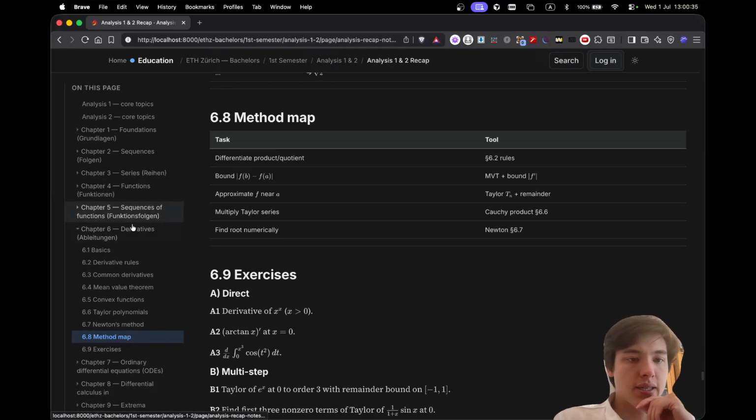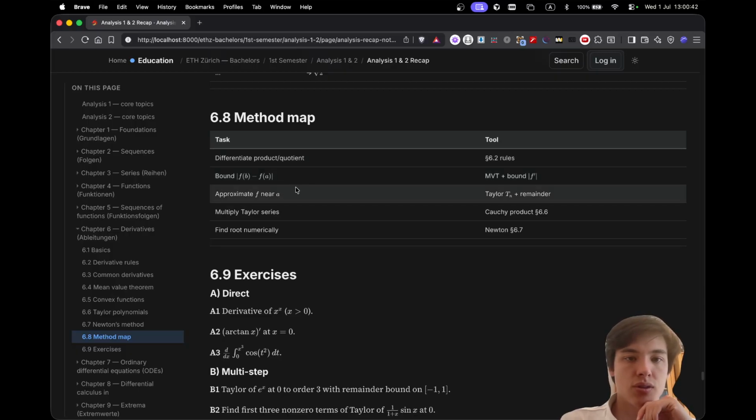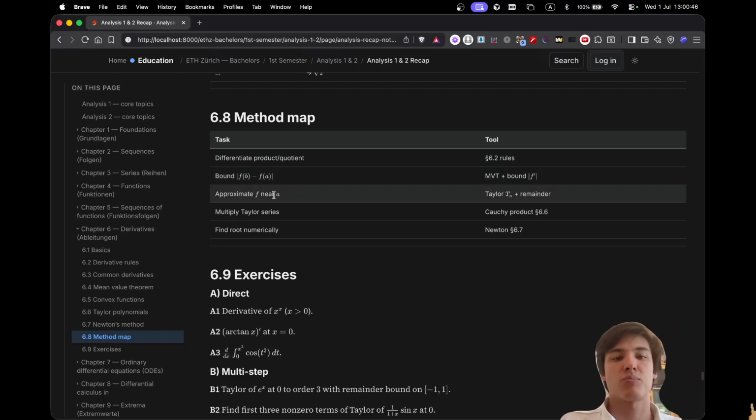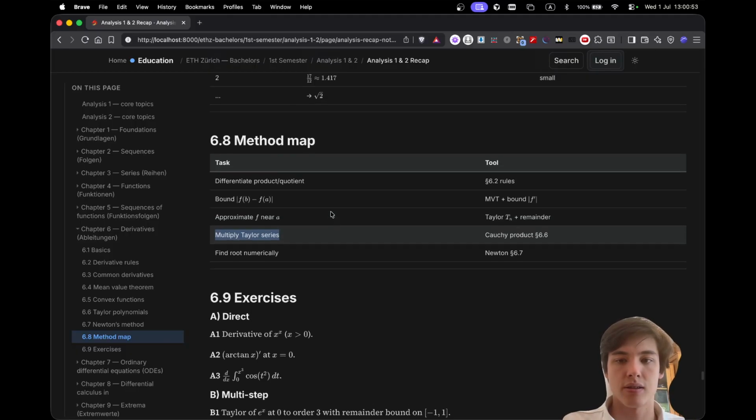So let's do a review. Differentiation: product and quotient rules. We approximate a function using the Taylor polynomial plus remainder. Multiplying Taylor series: the Cauchy product.